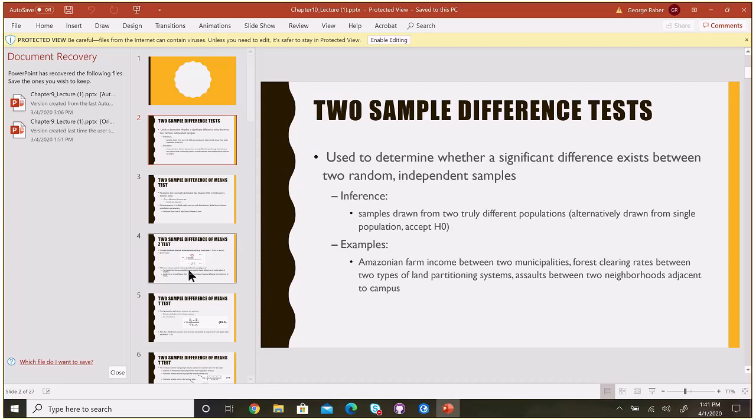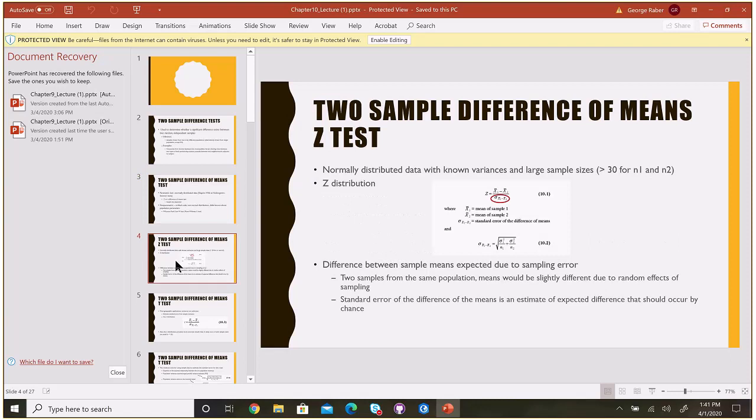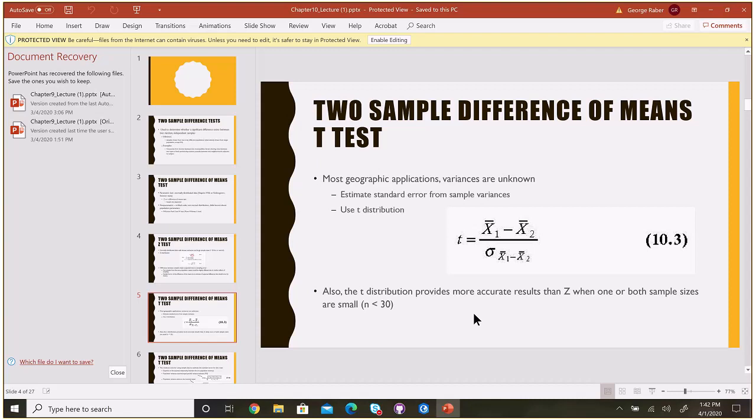Okay. All right. So there are a few different tests that we talked about. One is the two-sample difference of means test. That's the one that we just went over, this one. So we tested the high development countries and the low development countries to determine if they were significantly different. Okay.